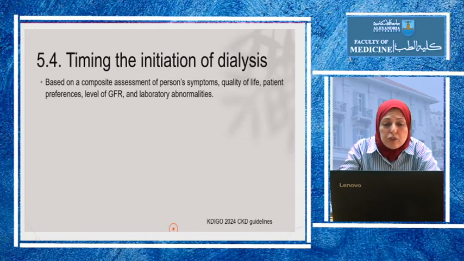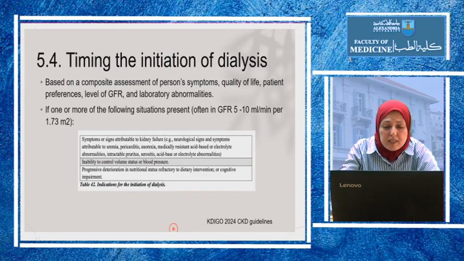Regarding the timing of initiation of dialysis, it used to be that every patient with stage 5, GFR below 15, should start dialysis. But actually they found that early initiation is associated with more mortality and morbidity. So it is based on both lab and clinical features.